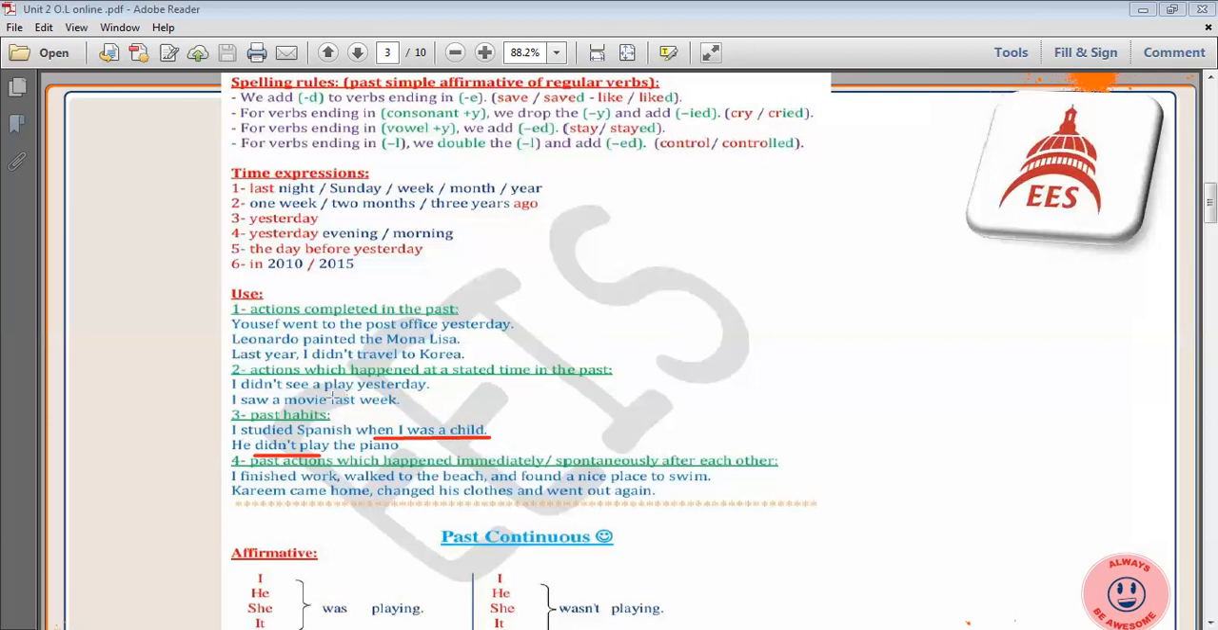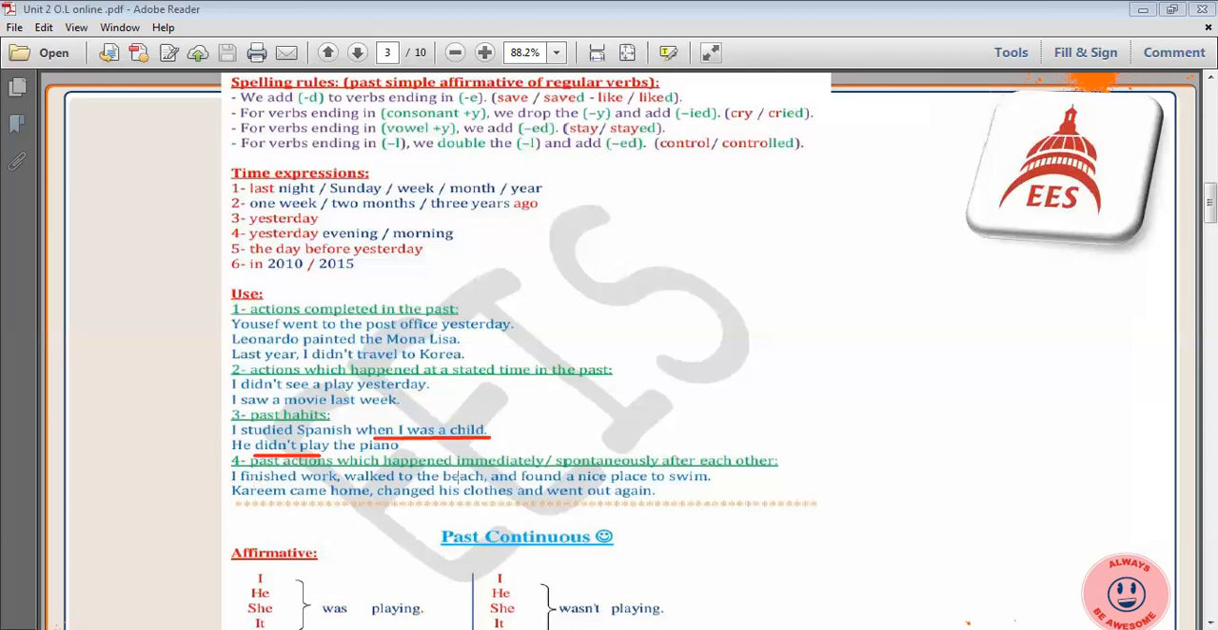Okay, let's move to number four. Past actions which happened immediately after each other. Like I finished my work, walked to the beach, and found a nice place to swim. Okay, as you can see, actions that happened immediately. Okay, like you can say, I went home, walked to my room, changed my clothes, and maybe slept. So actions that happened immediately after each other.